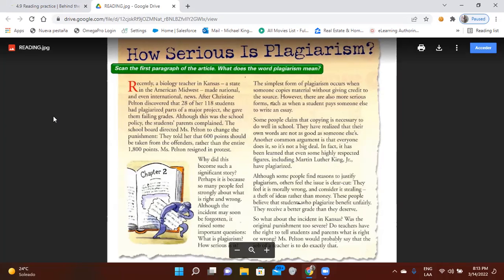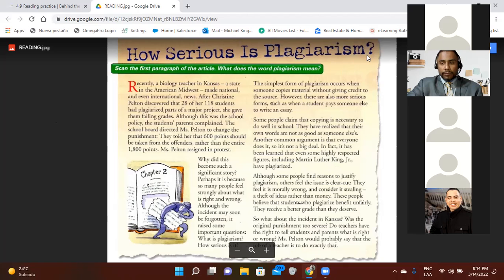The school board directed Ms. Pelton to change the punishment. They told her that 600 points should be taken from the offenders rather than the entire 1,800 points. Ms. Pelton resigned in protest. Very good. Thank you. Select somebody, please, to continue.